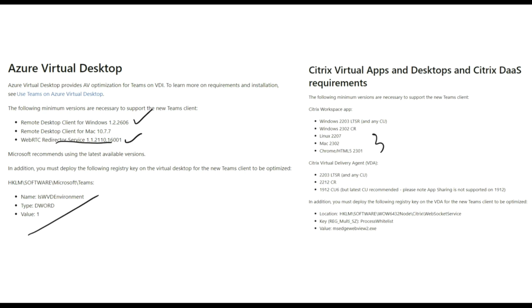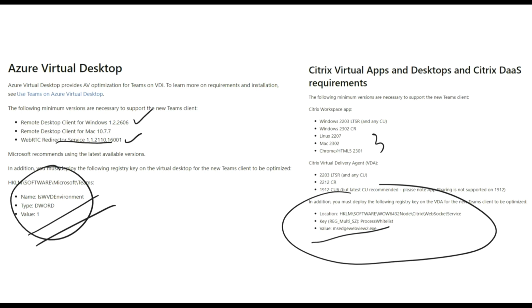And again, for the optimization, you should create a registry key under HKLM\Software\WOW6432Node\Citrix\WebSocket, which is the process whitelist, and the value should include msedgewebview2.exe. So this is required for the optimization. If you miss this registry, whether you are using Azure Virtual Desktop or Citrix VDI, then optimization will not work. All the Teams AV traffic will flow through the VDI, so it will use the VDI resources and degrade the performance.